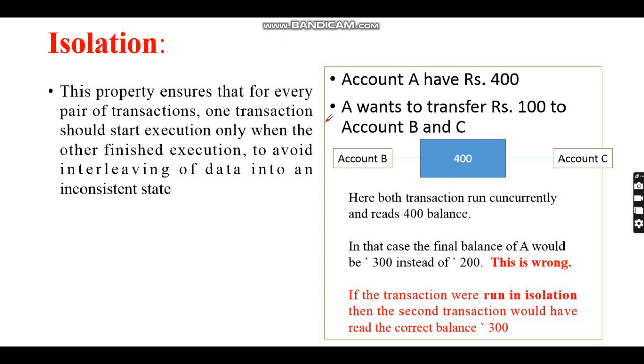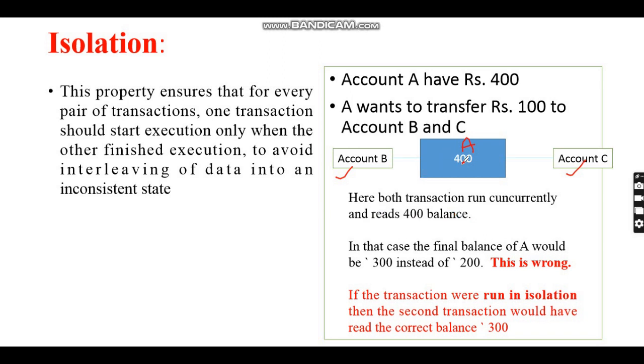So here you can see this is the example. Account A has rupees 400 and wants to transfer rupees 100 to account B and account C, right? This is account A. It is having a balance of 400. It wants to transfer 100 to account B and again 100 to account C, right? Here both transactions run concurrently and read 400 as the balance, right?